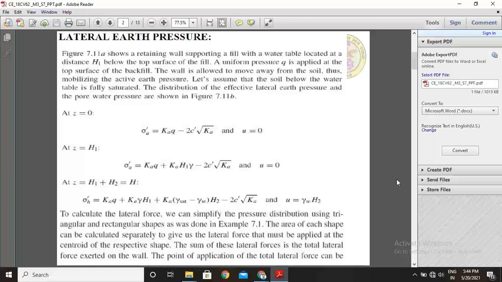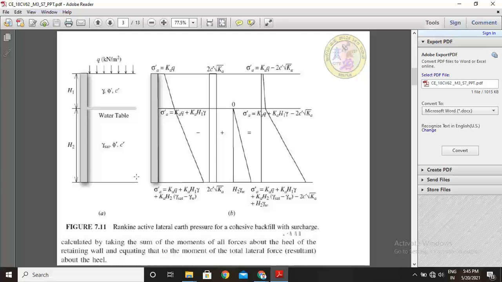Now see, lateral earth pressure explanations in terms of active earth pressures. In the last sessions we discussed Rankine's active earth pressure concept. Now I want to explain how to determine lateral pressure and how to plot the pressure distributions based on active earth pressure. See here, this is the explanation.